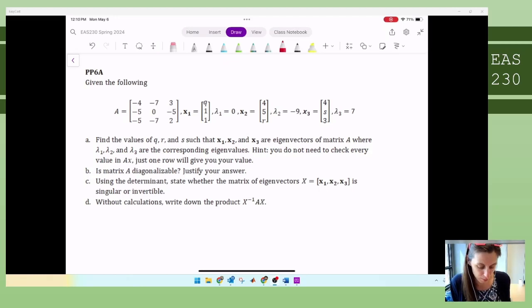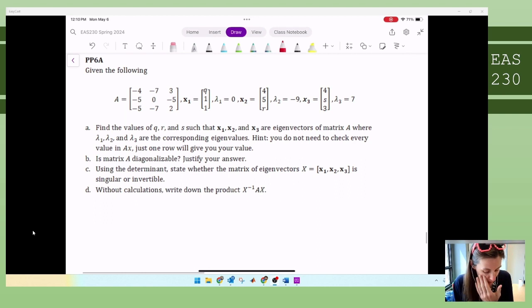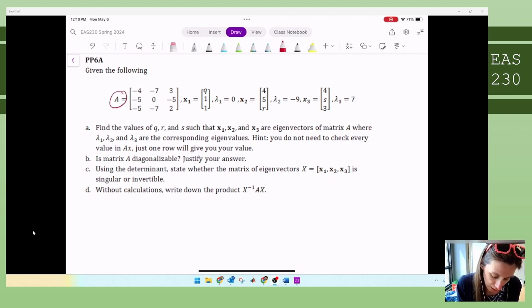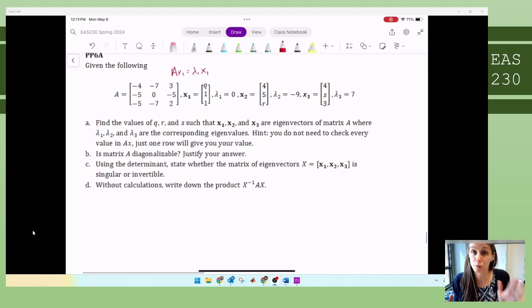Last set of problems. Problem 6A. So first of all, we've got an A matrix. We have x1 and lambda 1, which means A x1 equals lambda 1 x1. And then we have our next set of eigenvectors and eigenvalues, and then our last set, because this is a 3x3, therefore there's 3 eigenvectors and 3 eigenvalues. Some of those might repeat.